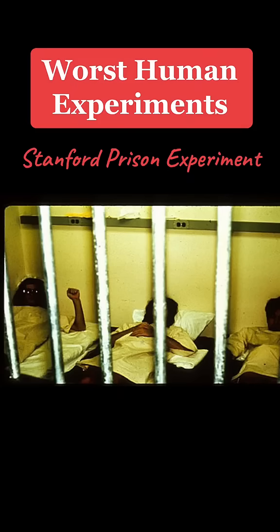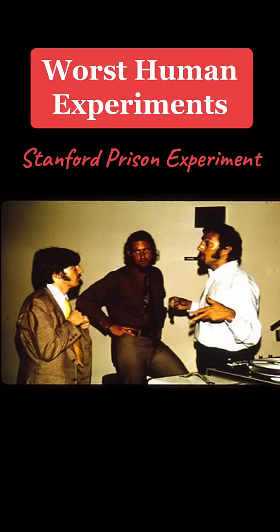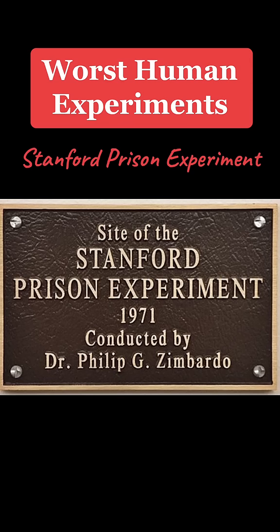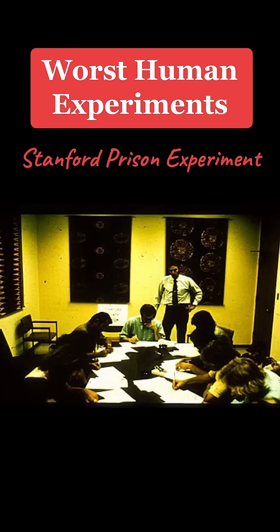The Stanford Prison Experiment was conducted in 1971 by psychologist Philip Zimbardo and his team to examine the psychological effects of perceived power and authority within a simulated prison environment. The Stanford Prison Experiment begins in the basement of Stanford University's psychology department on August 14, 1971.